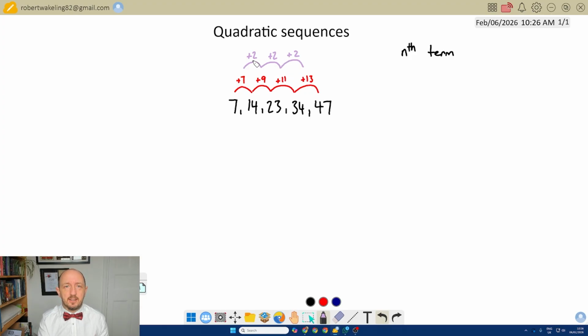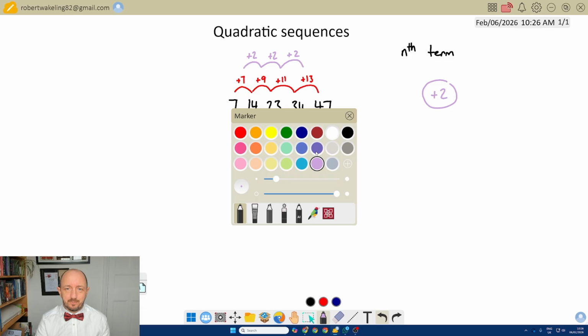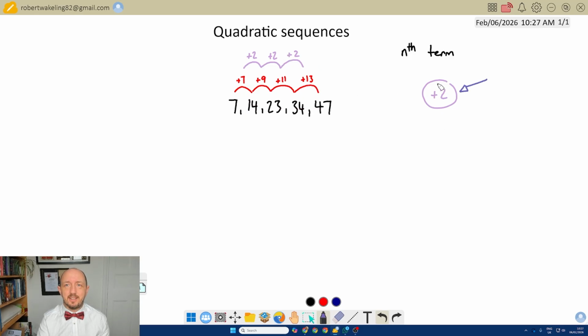And this number here is very important, this plus 2. That number there, we always halve it. Whatever that second difference is, we divide it by 2. In this case, it's a 2, so when we divide it by 2, that will just become 1. And whatever that number is, in this case it's a 1, that becomes our n squared term. So if this went up in 4s, when we halve it, that would be 2 and then n squared.